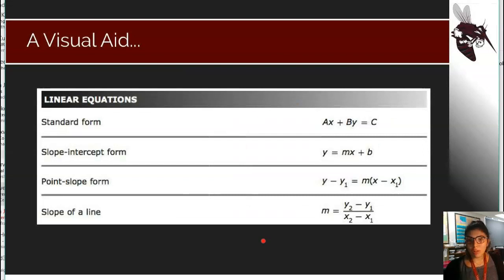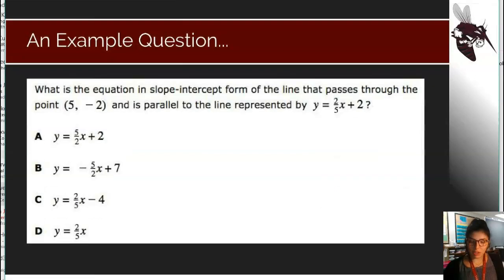Again, we know all of these equations are going to come back to haunt us. A lot of times you're going to be given information to write them in these two forms, slope-intercept and point-slope. Just use the same slope if they're parallel and write the line.